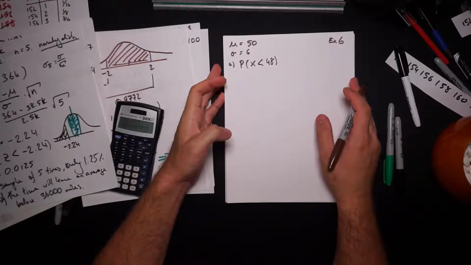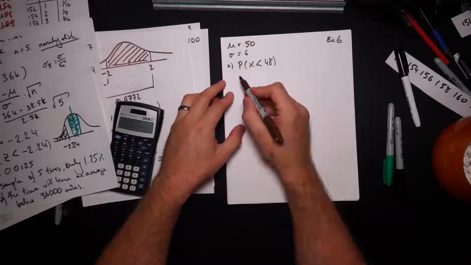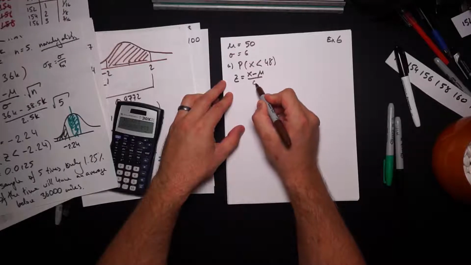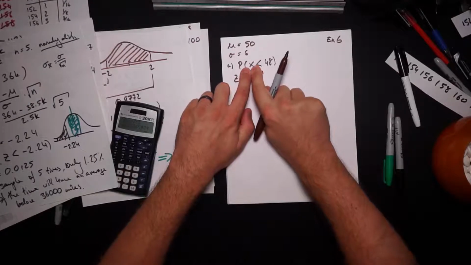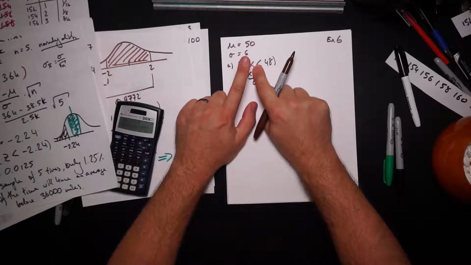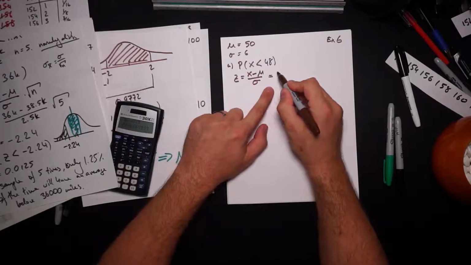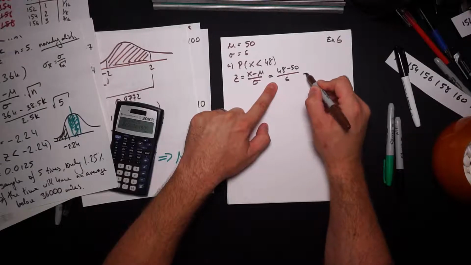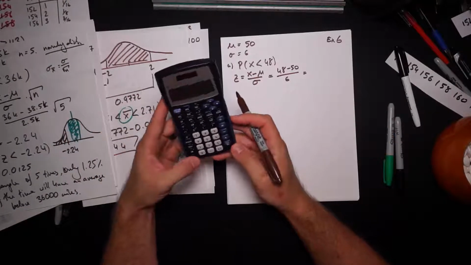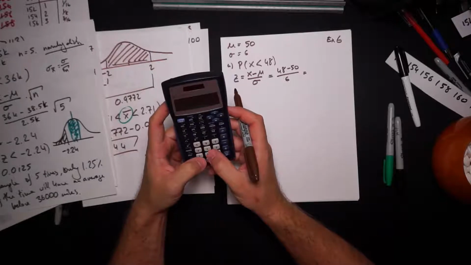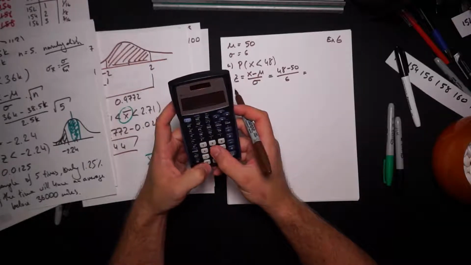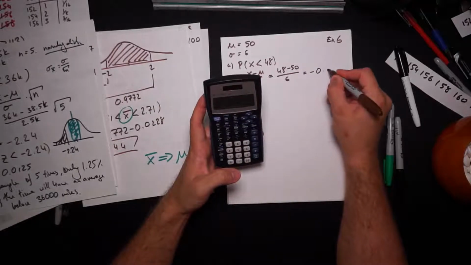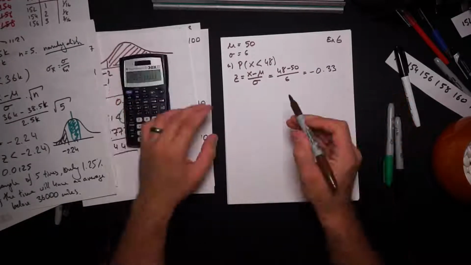This is important. And so we find our Z is X minus mu divided by sigma. Why? Well, because this is a single battery. Single battery. This is important. So in our case, that's 48 minus 50 divided by 6. So that comes out to be negative 1/3. Let's see. 48 minus 50 divided by 6. Yep. Negative 0.33.